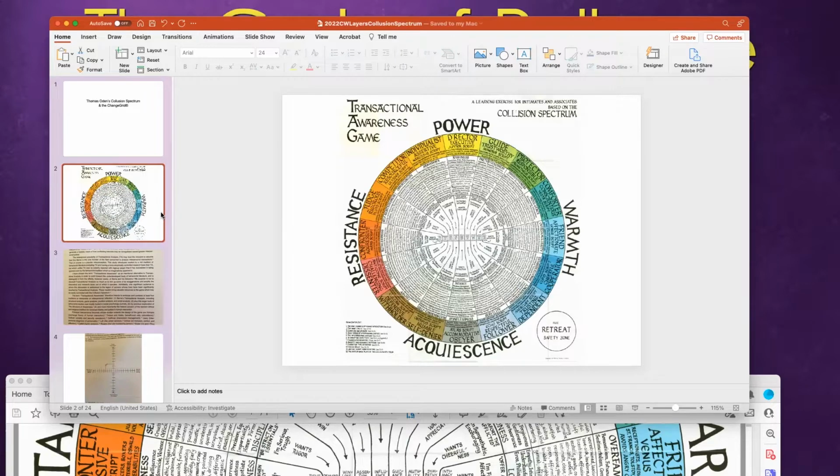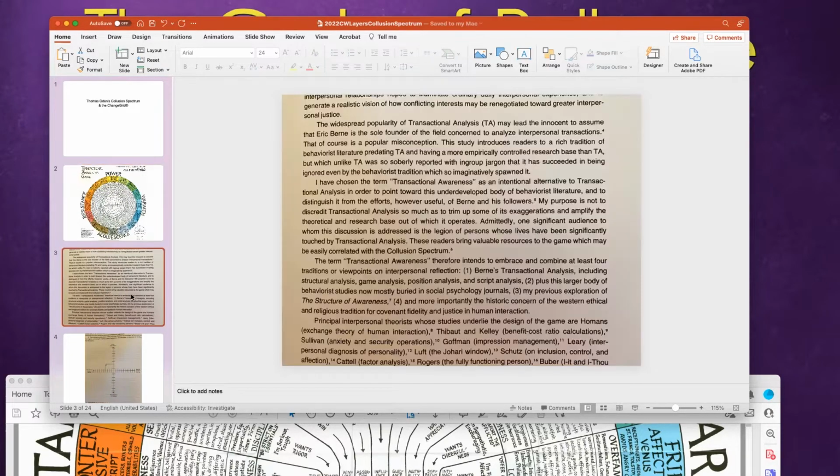Now a question came up about transactional analysis. And so I started doing a little bit of research to see what was the relationship between transactional awareness and transactional analysis. And lo and behold, in the book, Thomas Oden has chosen to write about that. I'm going to read what he has written, and then I just want you guys to tell me if I'm imagining a tone that really isn't there. So here goes.